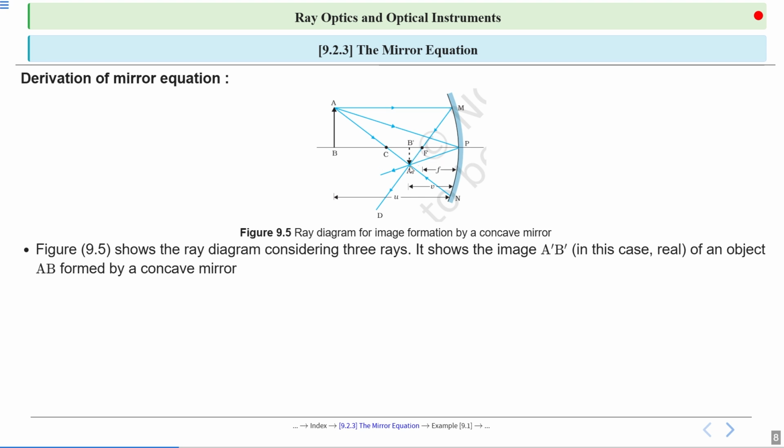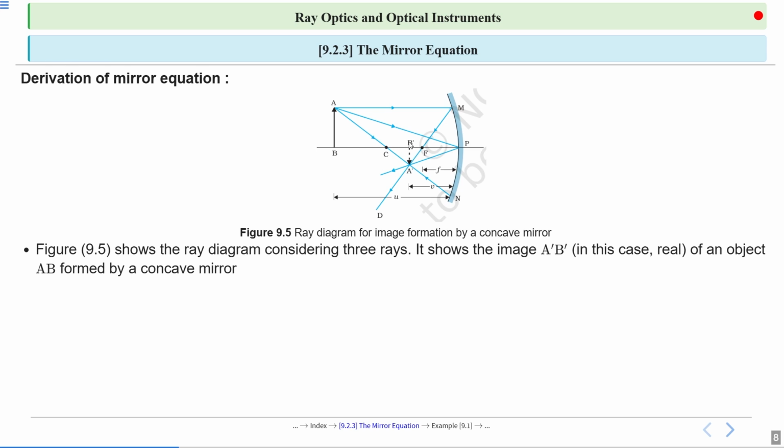Okay, and it is smaller in size as compared to the object. Got it? So figure 9.5 shows the ray diagram considering the 3 rays. It shows the image A'B', in this case real. So this is a real image. The image is formed on the same side of the object, and the inverted image is the real image of object AB formed by the concave mirror.